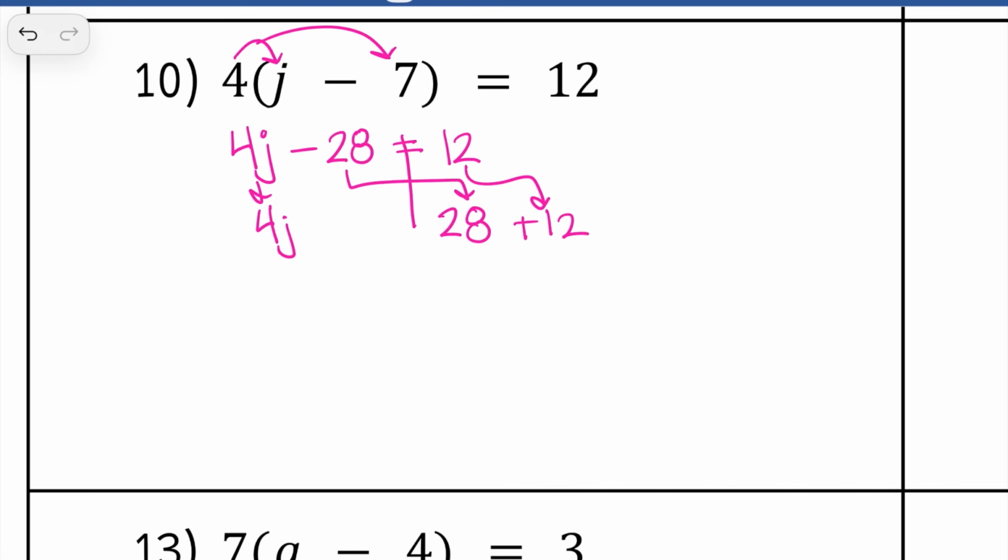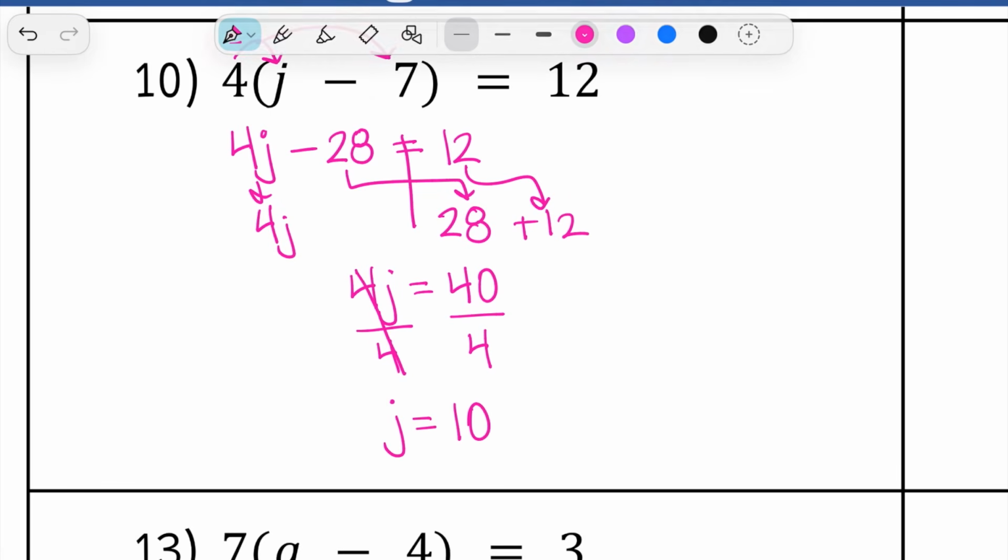All right, so combine your like terms. So 4J equals, and then on the right side, I'm doing 28 plus 12, so that's 40. Then finish it up. In this problem, we divide both sides by 4, so we get that J is equal to 10.